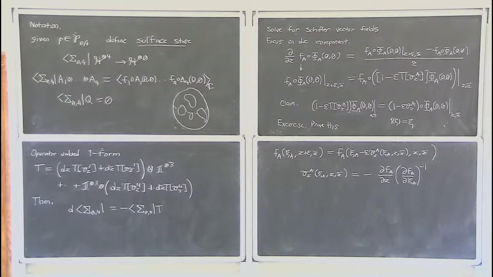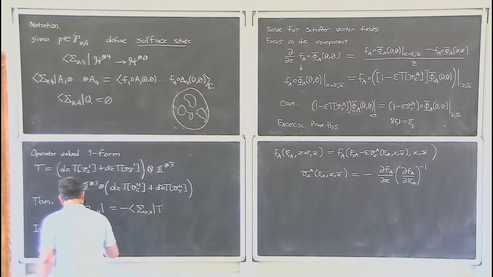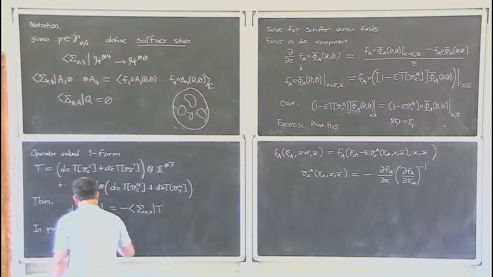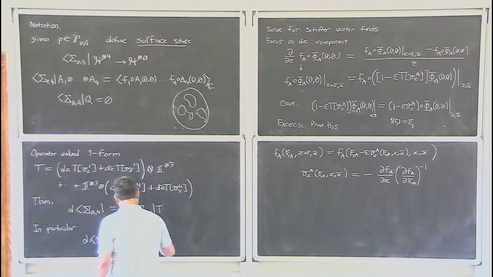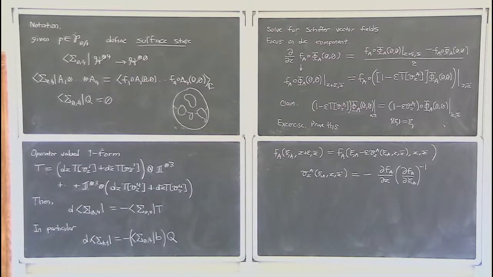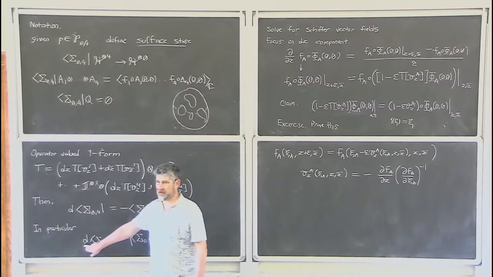Is this statement clear? This is just notation, but it is convenient. In particular, because the surface state is BRST invariant, this implies, okay, this is exactly the kind of formula that we want. We have Q acting on a form in the moduli space being converted into an exterior derivative on the moduli space.